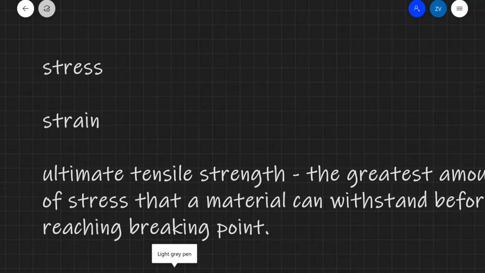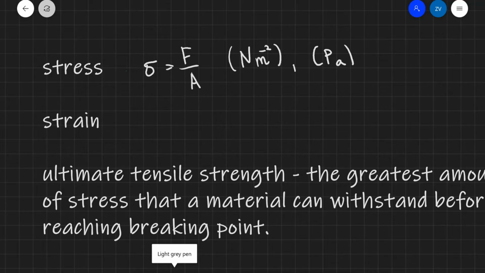Let's have a look at stress and strain. First of all, the stress, which is given this symbol sigma over here, is defined as the amount of force that has been applied divided by the cross-sectional area. That means that the stress, which is very similar to pressure, will have units of newtons per meter squared, or you could also measure it in pascals.